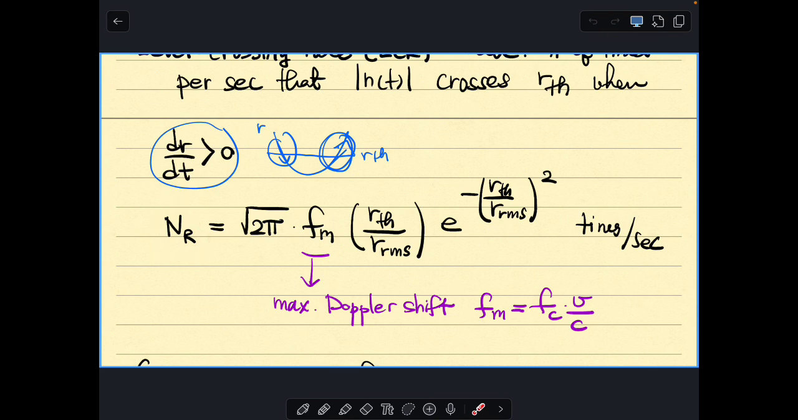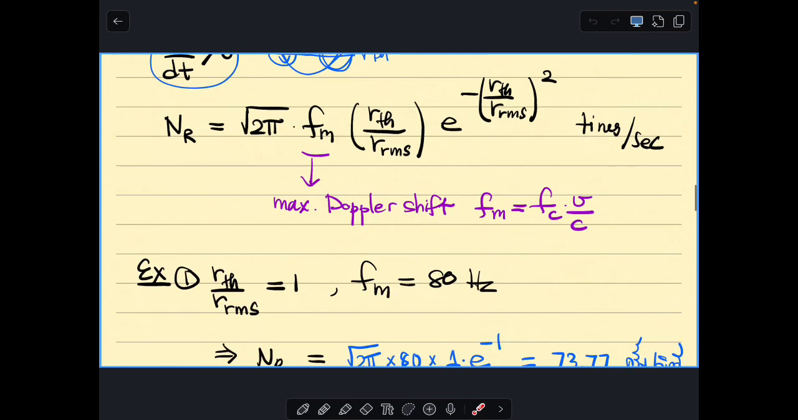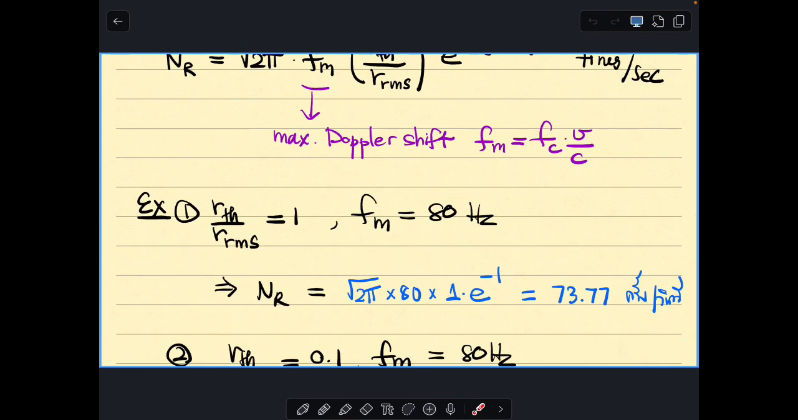So that means the channel will cross the threshold very quickly if the maximum Doppler shift is large, right? So if this Fm is big, the channel changes very quickly, very fast. Okay, let's do some examples.